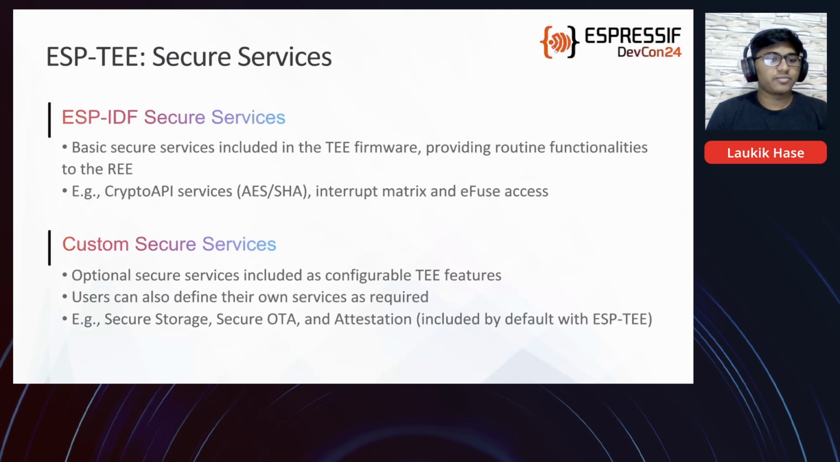The ESP-TEE framework offers two types of secure services. First, there are the ESP-IDF secure services, which provide functionalities essential for a system to function. These include the crypto API, the AES and SHA peripherals, the interrupt matrix, and the eFuses. Second, there are the custom secure services. These are optional secure services which can be configured as needed depending on the user application. Secure storage, secure OTA, and attestation are some of the default ones included with the ESP-TEE framework, and users can also define their own secure services as required.